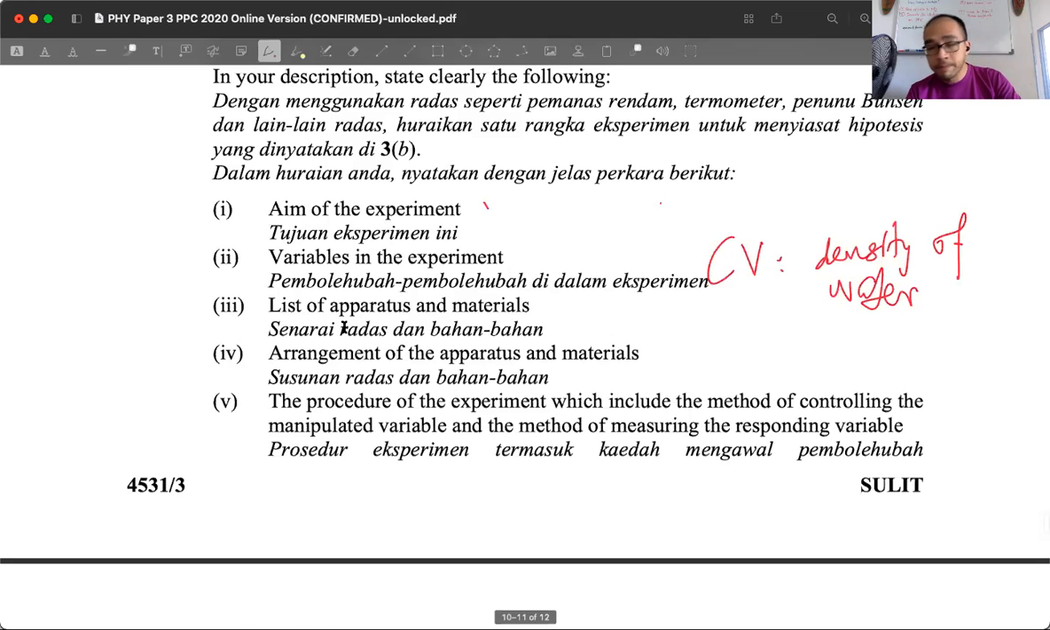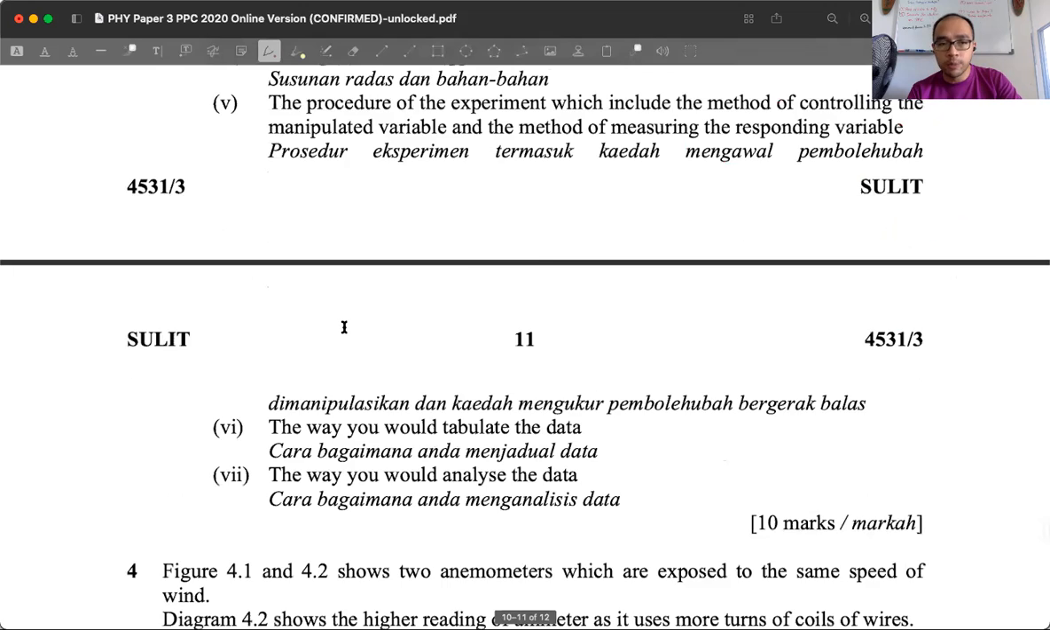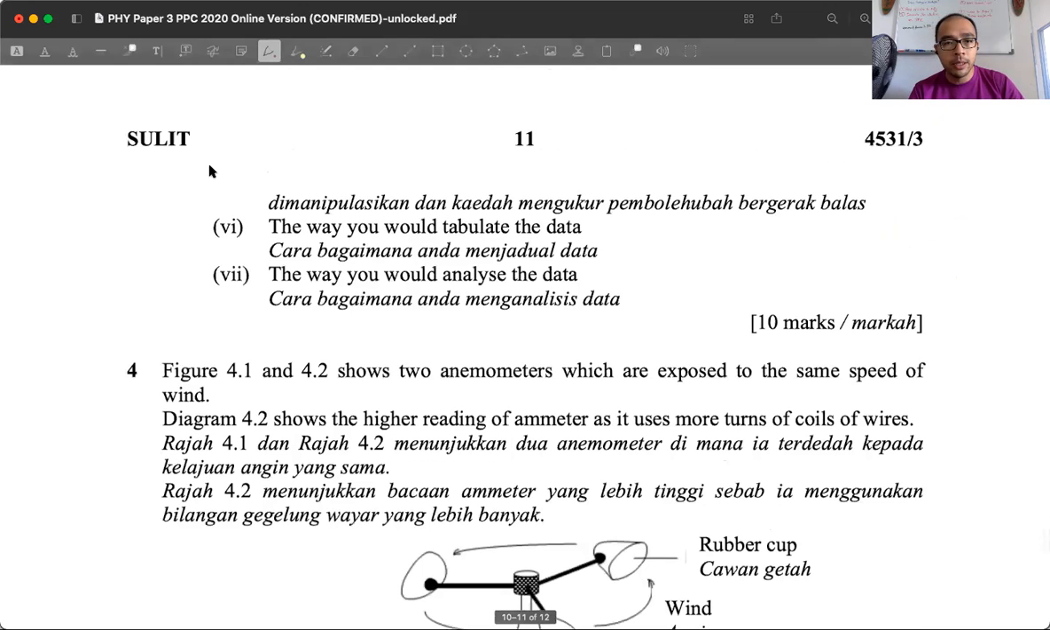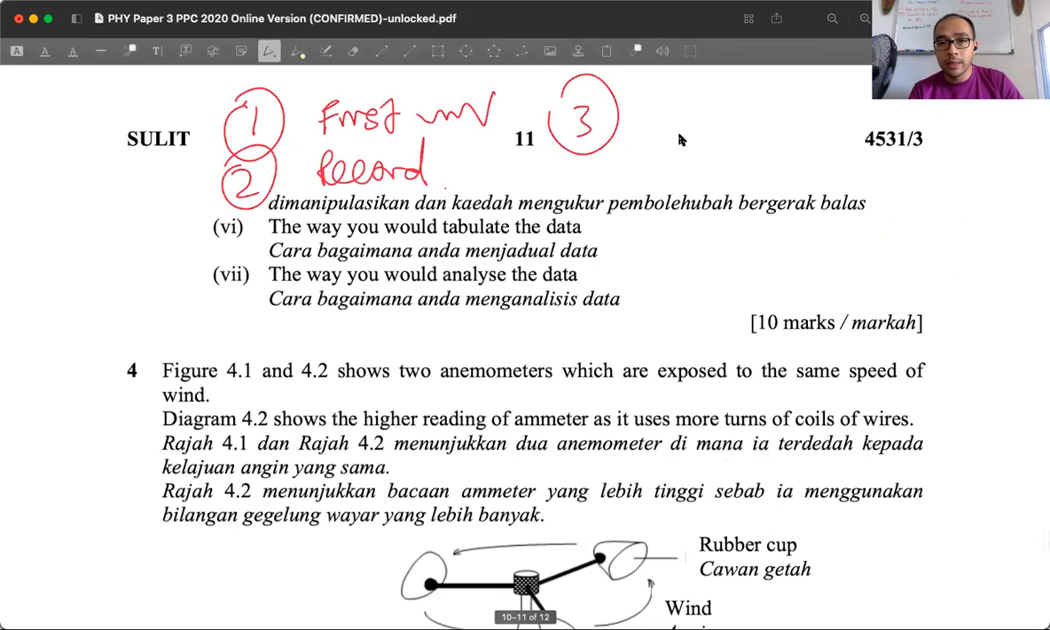Okay. I want to talk about the procedure. Procedure, remember, it is a 3-step process lah. What is the first MV? Okay. What do you record? Apa yang kamu baca? And then what is the repeated MV? How many values of the manipulated variable do you repeat? So this one, you must state at least 4. At least 4 values.